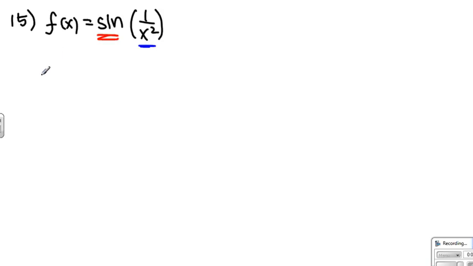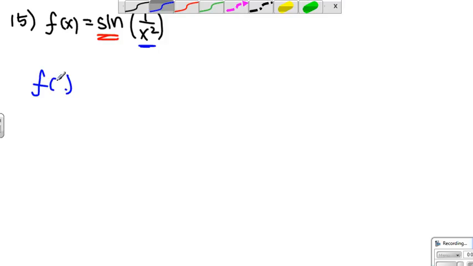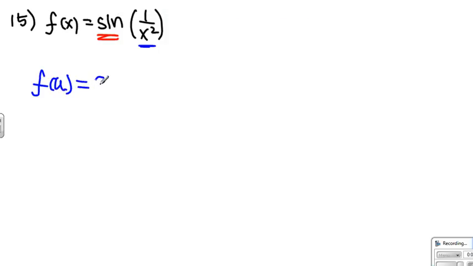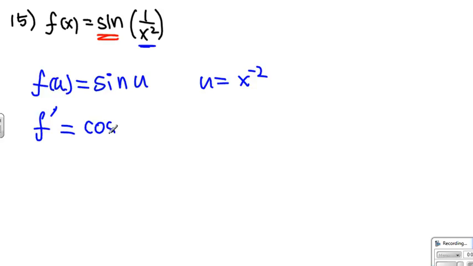So in fact, if you had to rewrite this one, we would write it as f of u equal to sine of u, where u equals x to the negative 2 power. Now, when you take the derivative, sine of u becomes simply cosine of u, because the derivative of sine equals cosine, and we have to multiply that by u prime. But what is u prime? Here, u prime would be negative 2 x to the negative 3 power.